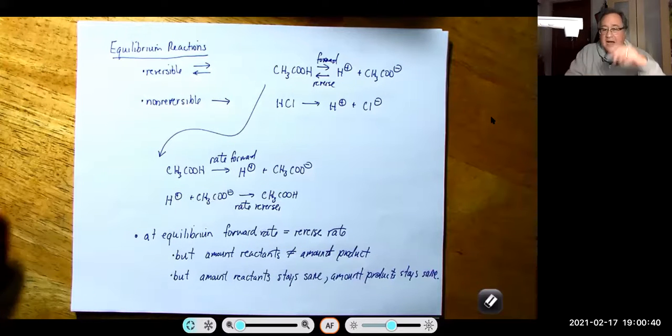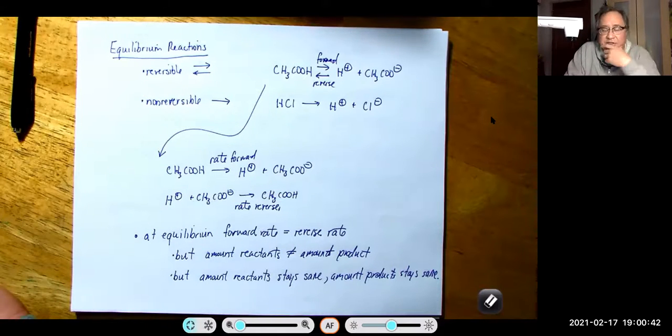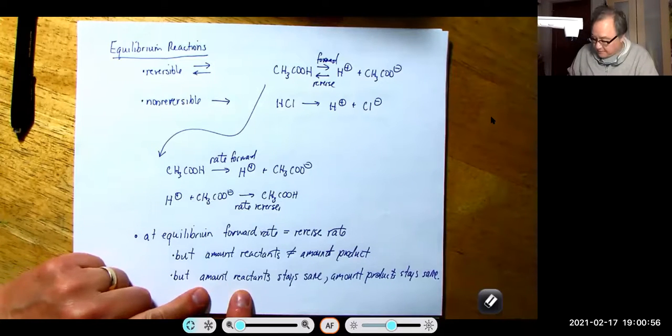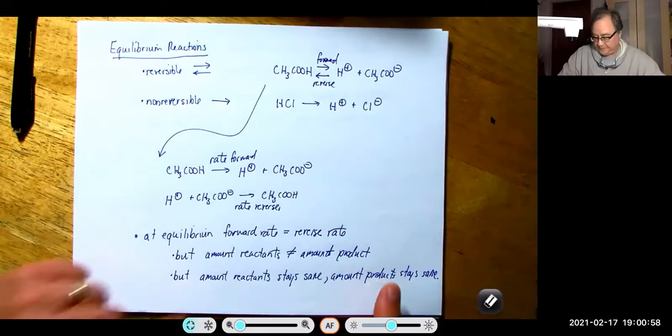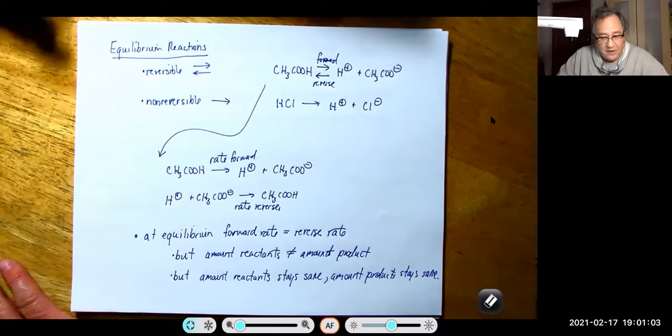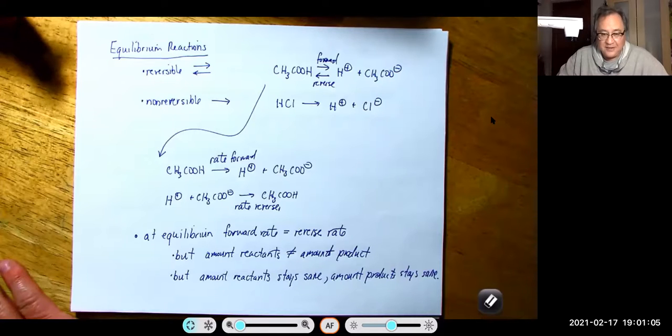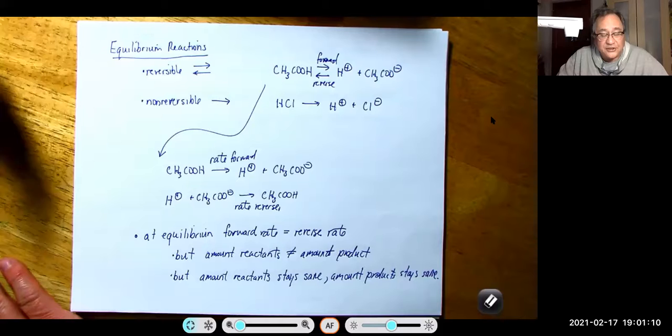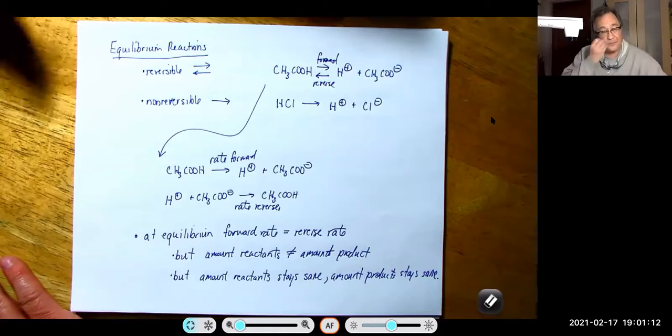So I'm going to give you an analogy of a reversible reaction, and it's going to be me and a millionaire. I'm going to be the reactant and the millionaire will be the product. So do I have $1 million? No, I do not. The millionaire has $1 million. So we would say that the amount of product in this case is greater than the amount of reactants.